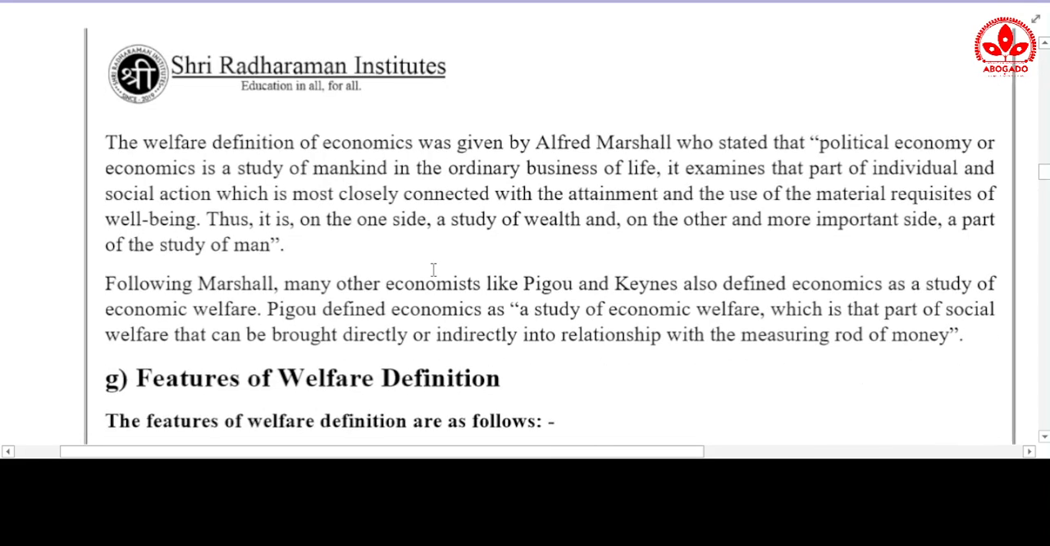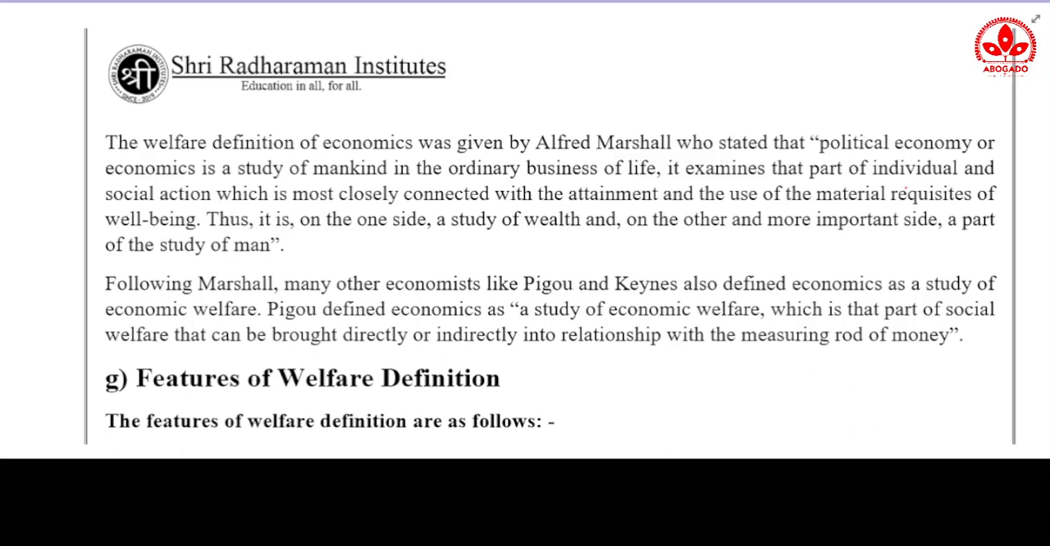The welfare definition of economics was given by Alfred Marshall, who stated that political economy or economics is the study of mankind in the ordinary business of life. It examines that part of individual and social action which is mostly connected with the attainment and use of material requisites of well-being. Thus it is on the one side a study of wealth, and on the other and more important side a study of man.